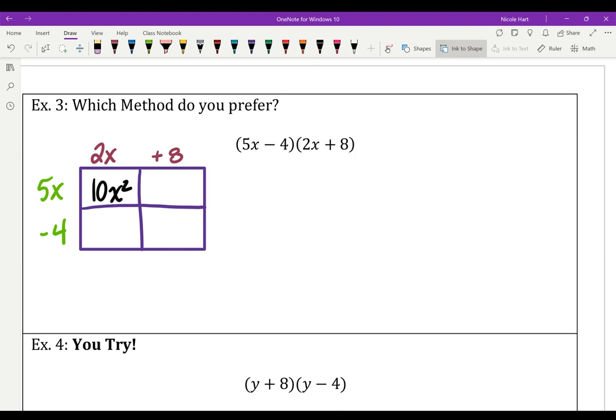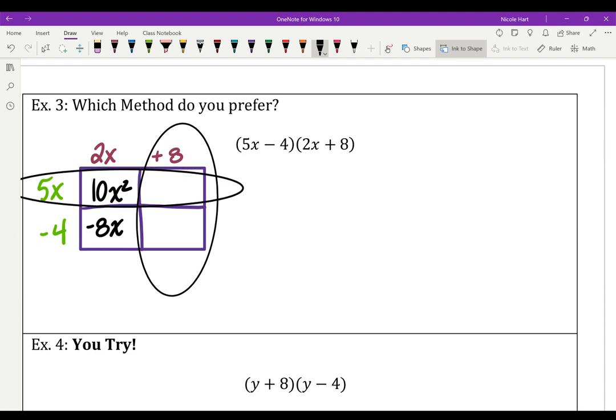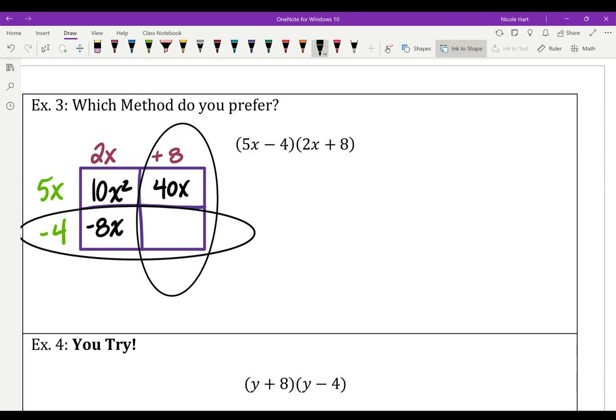So if you're showing the box method, all you have to show is what the product is inside each individual box. So going to the left column and the bottom row, negative 4 times 2 is negative 8, and then the x just hangs out with us. I'm going to continue the same on the right side. I have a column with 8 times 5x, 8 times 5 is 40, and then we just hang out with the x, and then we go through the next row, 8 times negative 4 is negative 32.